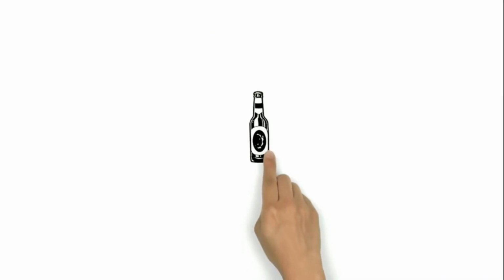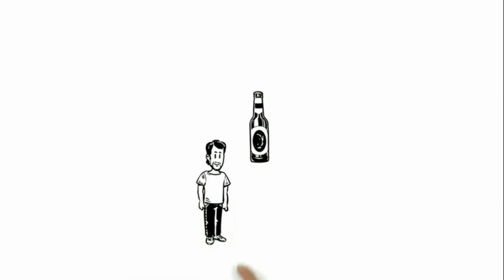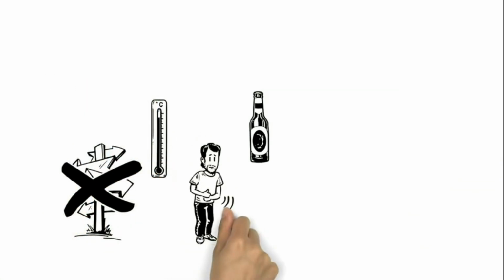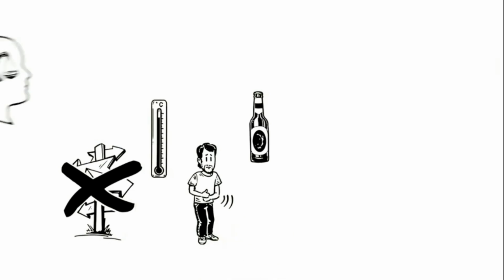Lower doses of alcohol cause Michael to lose his sense of balance and ability to make decisions. He might even be sick because alcohol can irritate the stomach and have a negative effect on the inner ear.